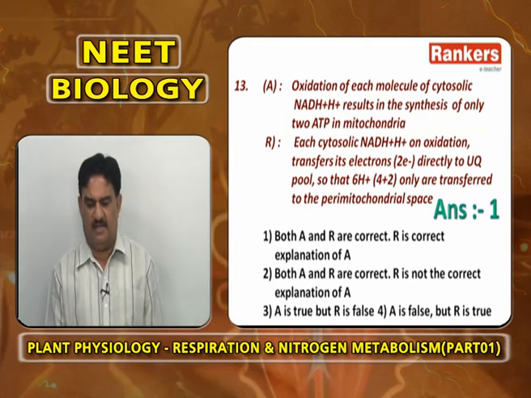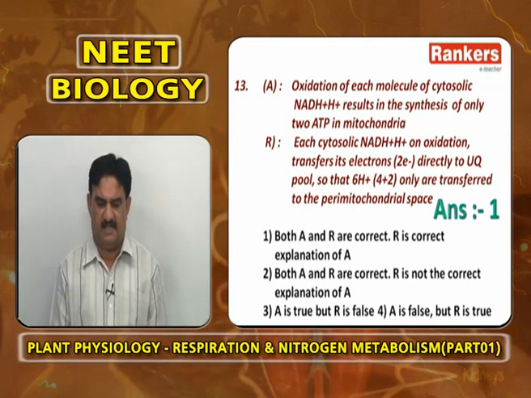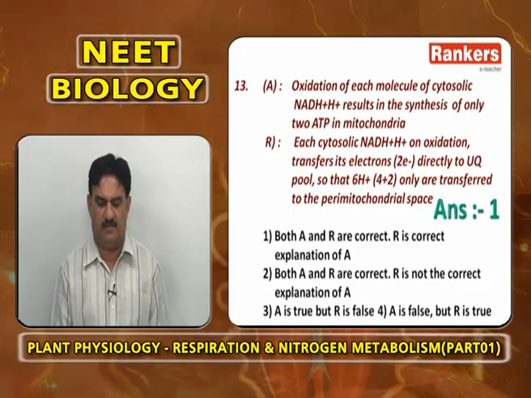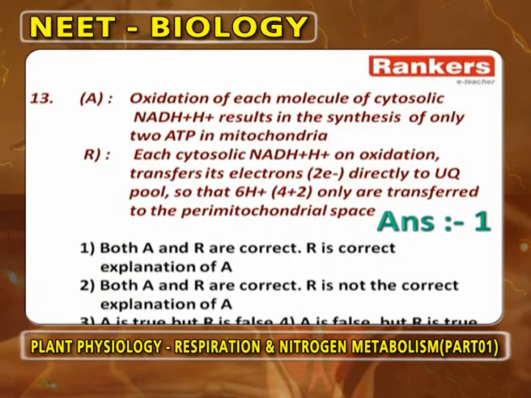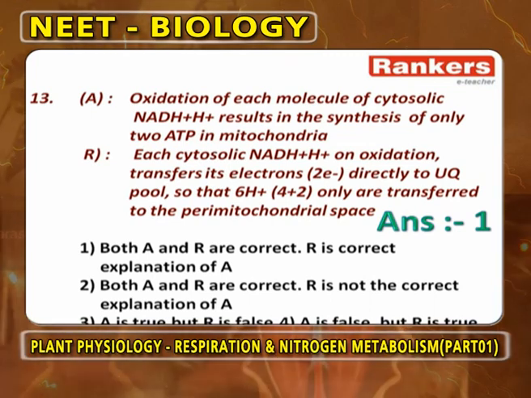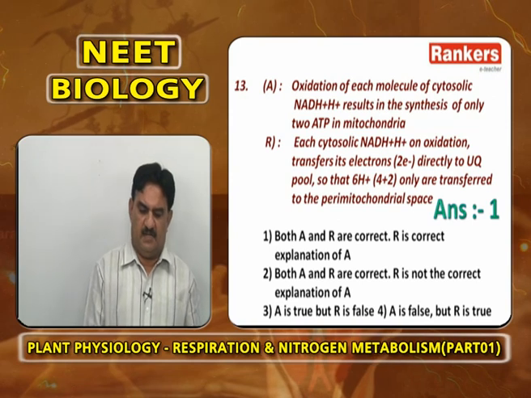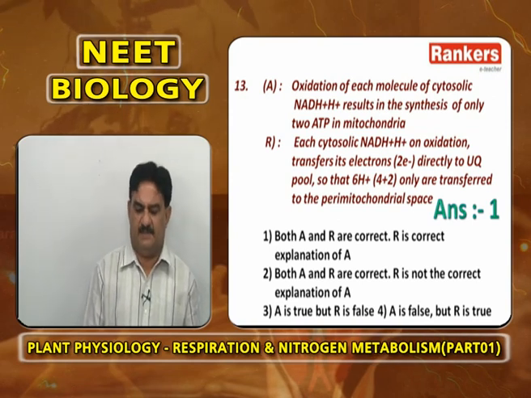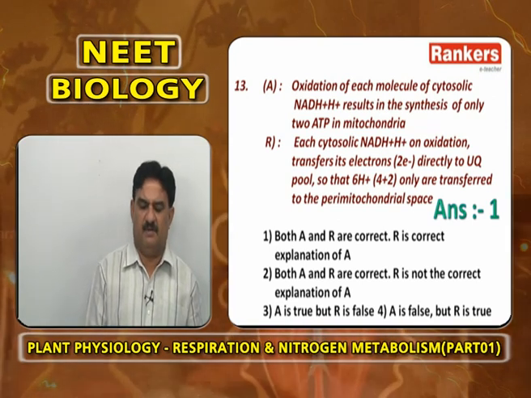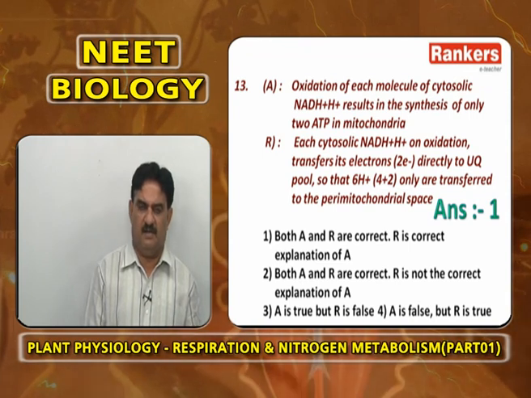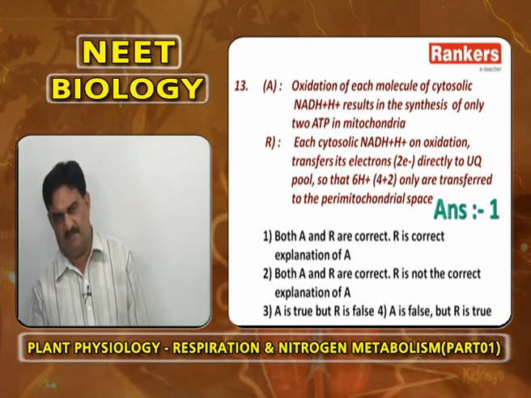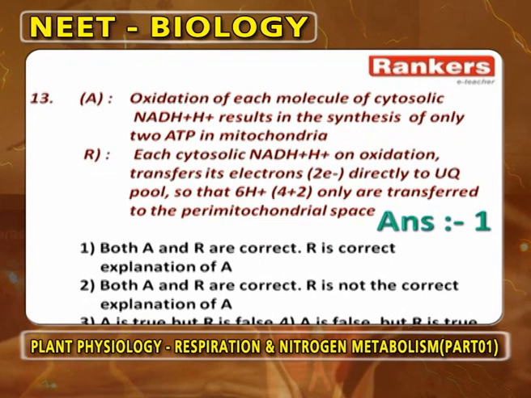Each cytosolic NADH2 on oxidation transfers its electrons directly to the ubiquinone pool, so that only 6 protons, 4 plus 2, are transferred to the perimitochondrial space or intermitochondrial space. Because only 6 protons are transferred, it is equivalent to 2 ATP. So, A and R are correct. R is the correct explanation of A.